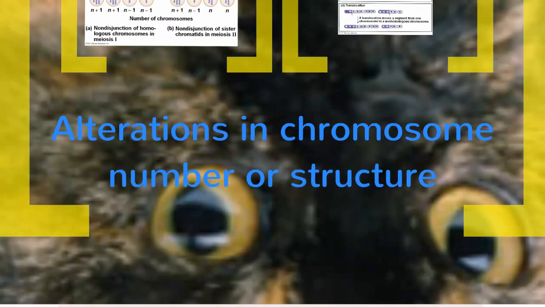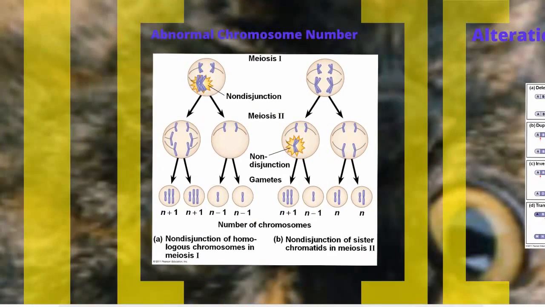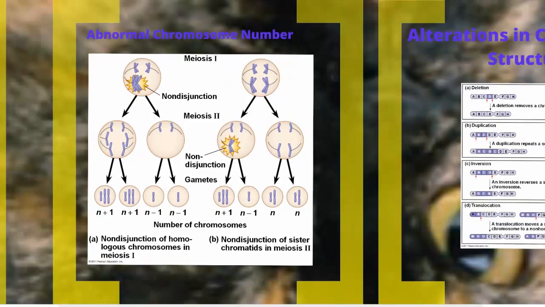Lastly, let's look at some alterations to the actual chromosome structure or number. The first type of error is known as non-disjunction. In non-disjunction, chromosomes don't separate properly, resulting in gametes with either too many or too few chromosomes. Probably the best known disease that results from this type of error is Down syndrome or trisomy 21. Those individuals will have 3 numbered 21 chromosomes instead of the normal 2.